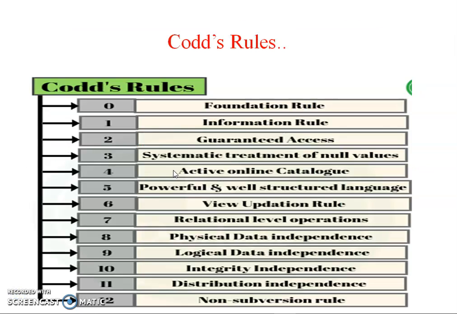Now next we discuss Codd's rules. This concept was introduced by Dr. E.F. Codd, a researcher at IBM. There are 13 Codd's rules and we will discuss them one by one. Codd designed these rules to define what is required from a relational database management system. All these 13 rules are followed by very few commercial products. Even Oracle follows 8.5 rules out of 13.